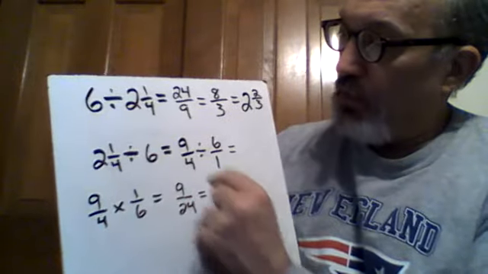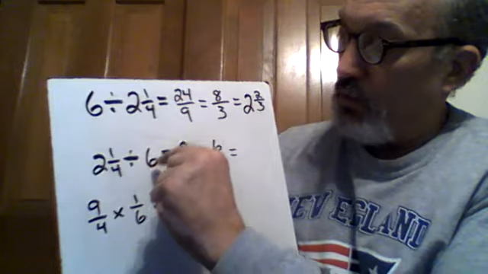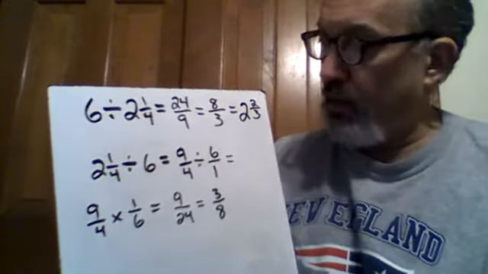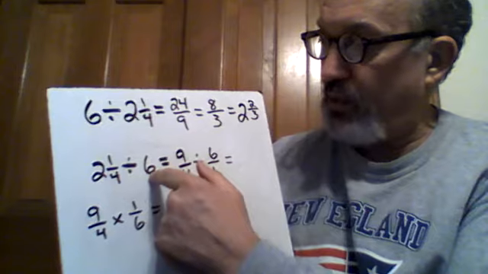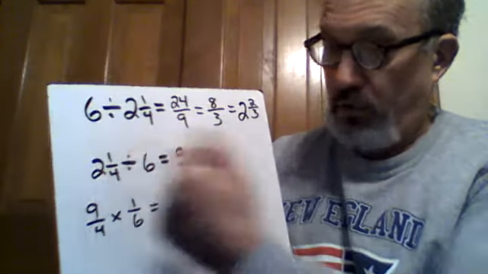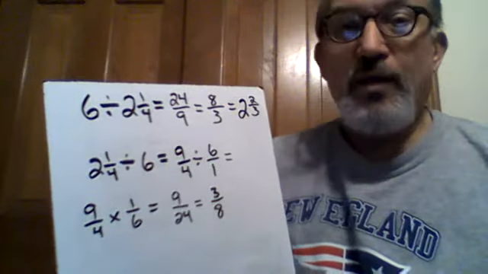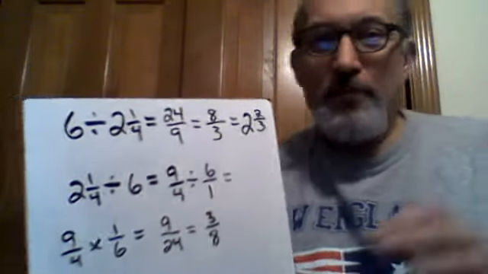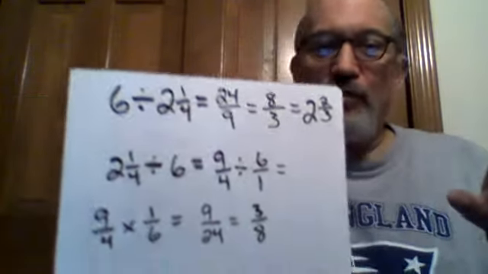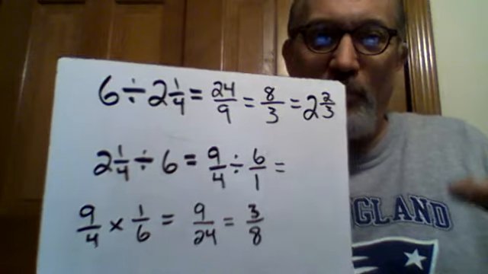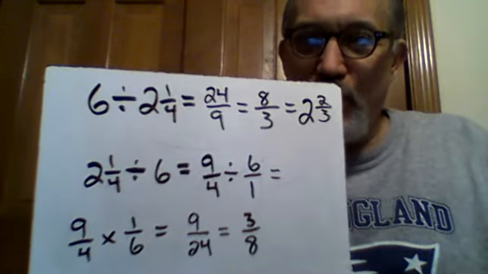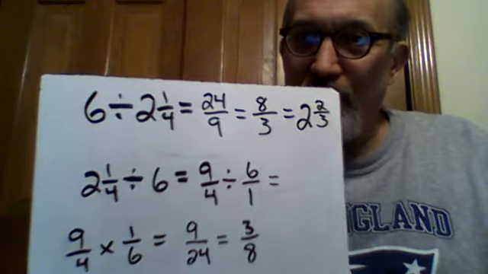9/24 or 3/8 is the number that we have to multiply 6 by to get 2 and 1/4. You might want to confirm that. Take 3/8 times 6 and you will get 2 and 1/4. But I want to close this video with an observation. Division is not commutative, but there is a relationship. Anytime you change the order of a division, your two quotients are reciprocals of each other.